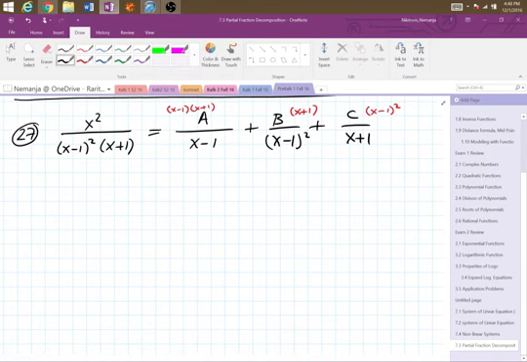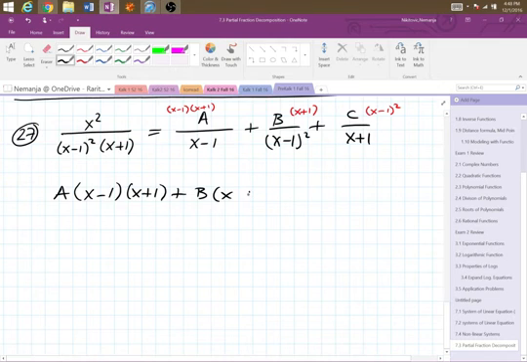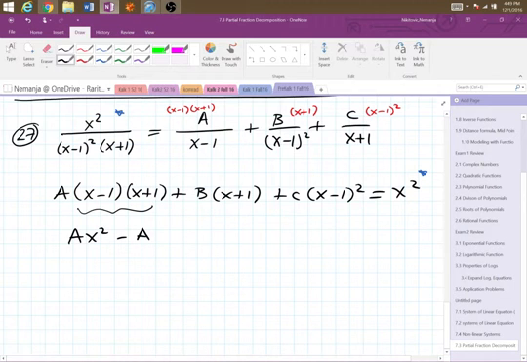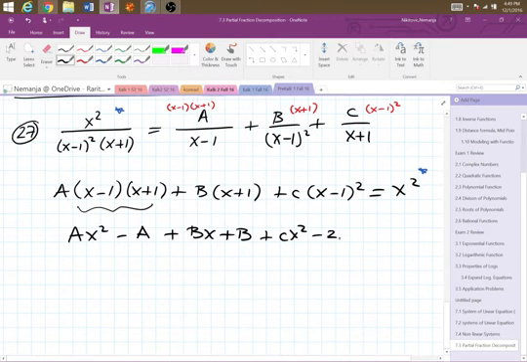And then you FOIL. So you have A x minus 1, x plus 1, plus B times x plus 1, plus C times x minus 1 squared to be equal to x squared, which is this x squared. So maybe I should put like a star or something so you know where it comes from. Now, FOIL everything. This stuff over here is x squared minus 1. So Ax squared minus A plus Bx plus B and plus Cx squared minus 2Cx plus C equals x squared. So this is when you FOIL, that's what you get. Don't forget the middle term, that minus 2Cx, that's a killer.